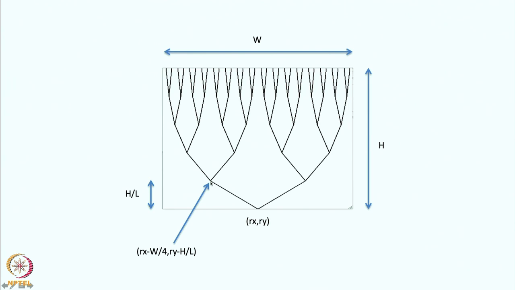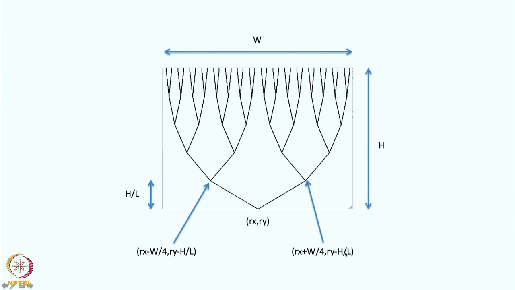So now we can instruct our recursive call as to where its root has to be drawn. What are going to be the coordinates of this? Well, that is easy. Instead of going back w by 4, we have to go forward w by 4. And therefore, the x coordinate is Rx plus w by 4. The y coordinate is the same, Ry minus h by L.